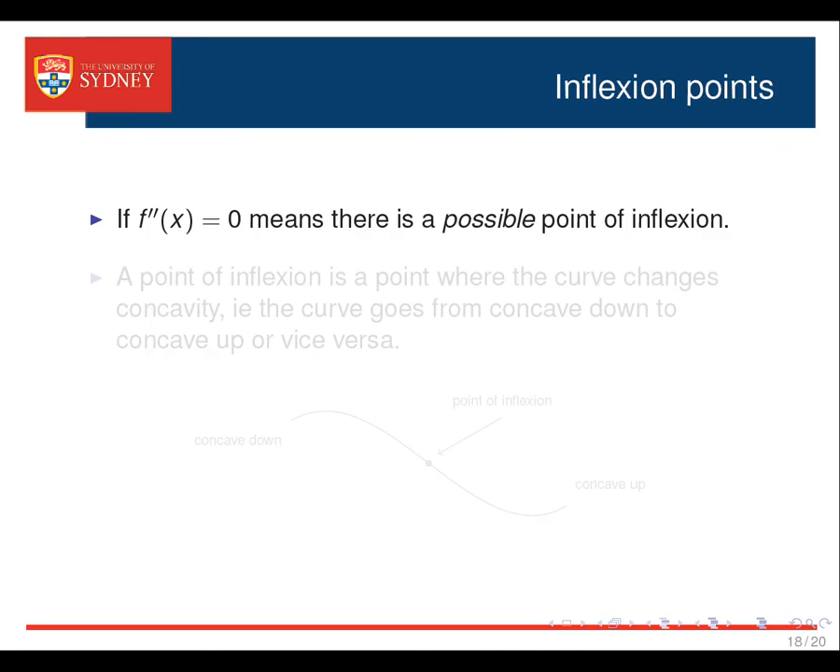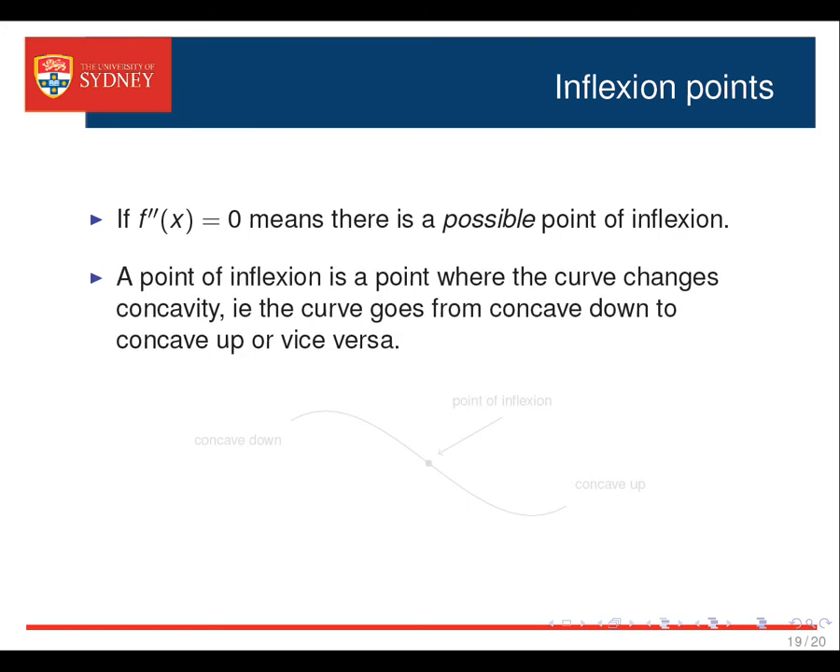If the second derivative is 0, it means that there is a possible point of inflection. A point of inflection is a point where the curve changes concavity. That is, a curve goes from concave down to concave up, or concave up to concave down.